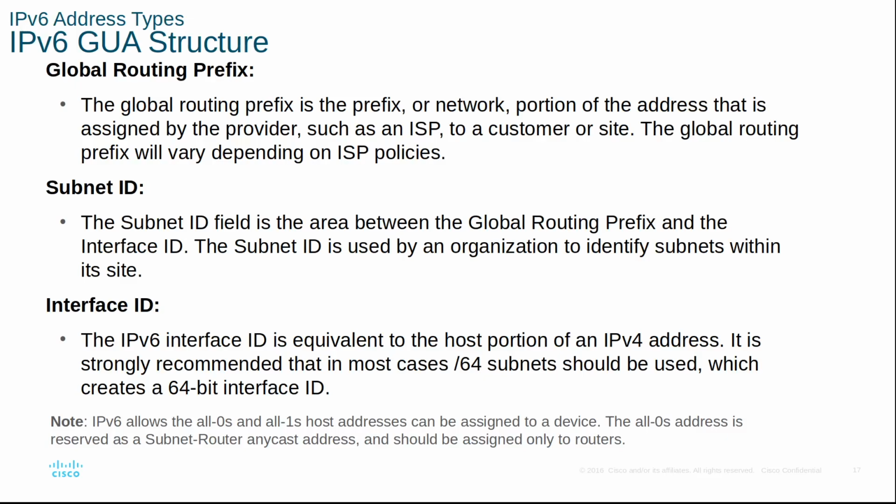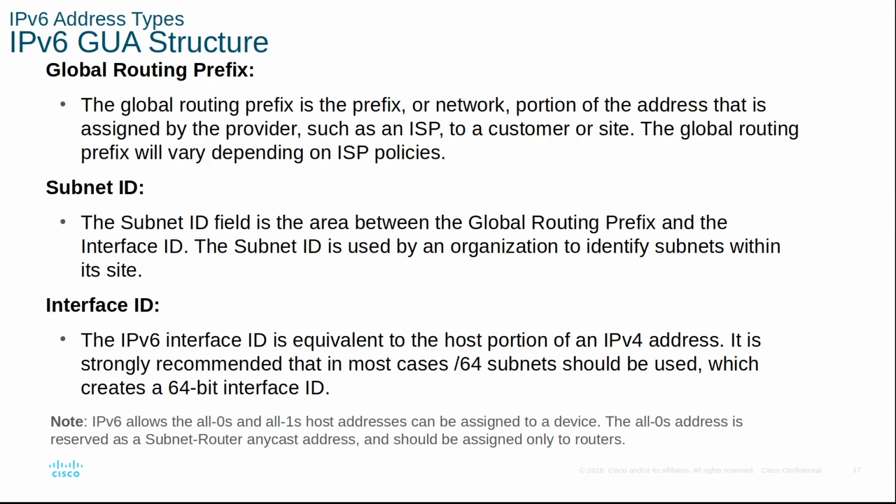So within that global unicast address, GUA, I can never remember the U, it's broken up into a particular structure. There's a global routing prefix. That's the network portion of the address that's assigned by the provider, like an ISP. The global routing prefix will vary depending on the ISP. Within there's also a subnet ID.